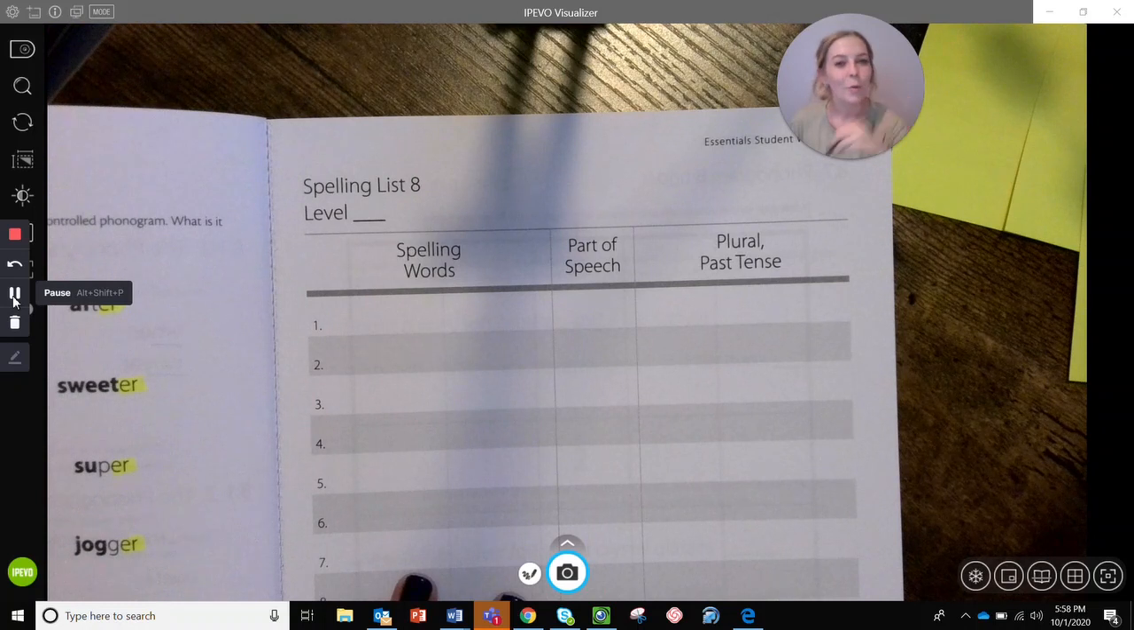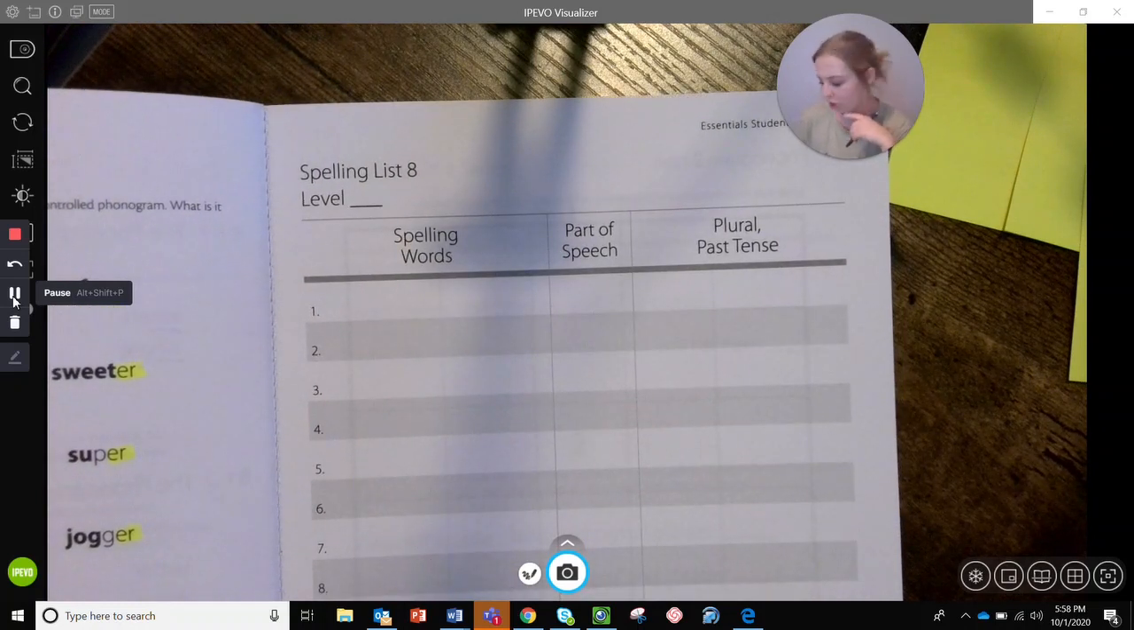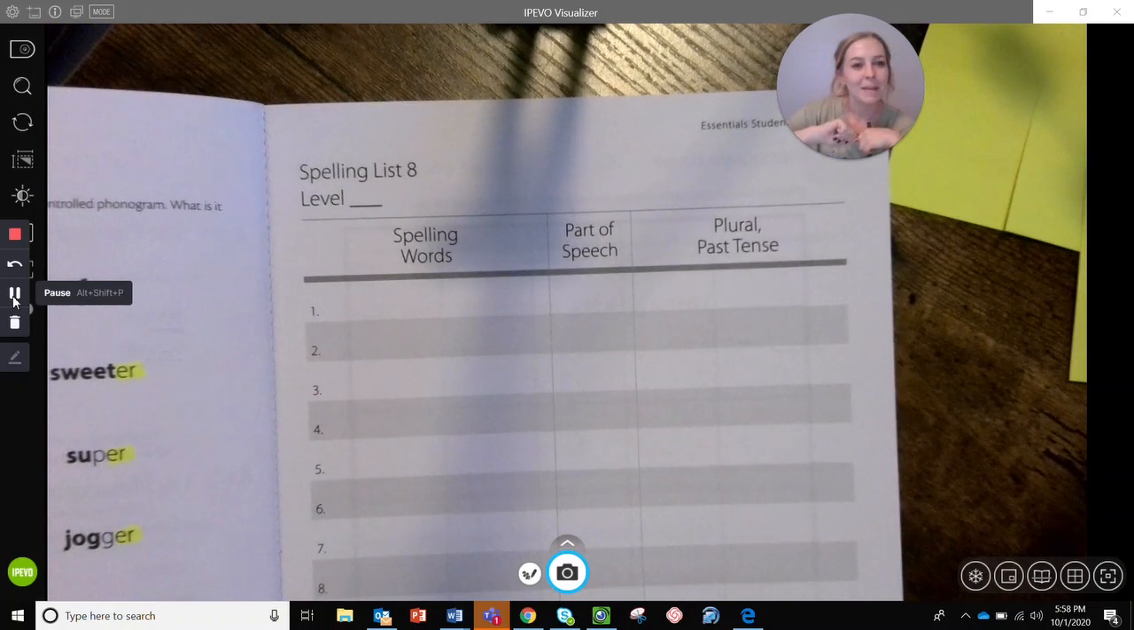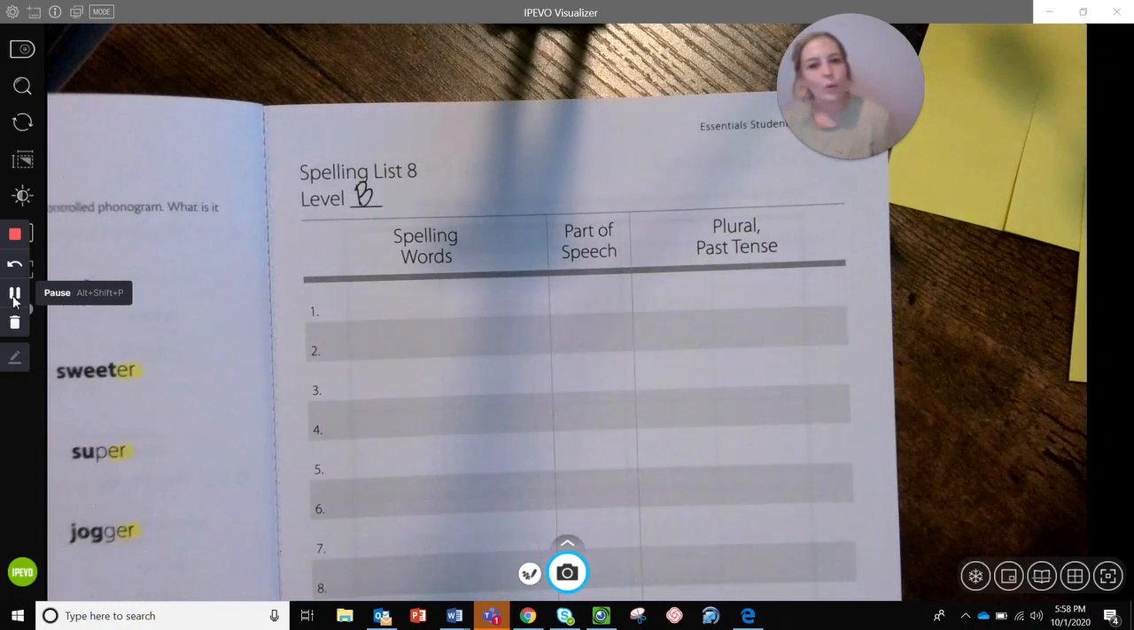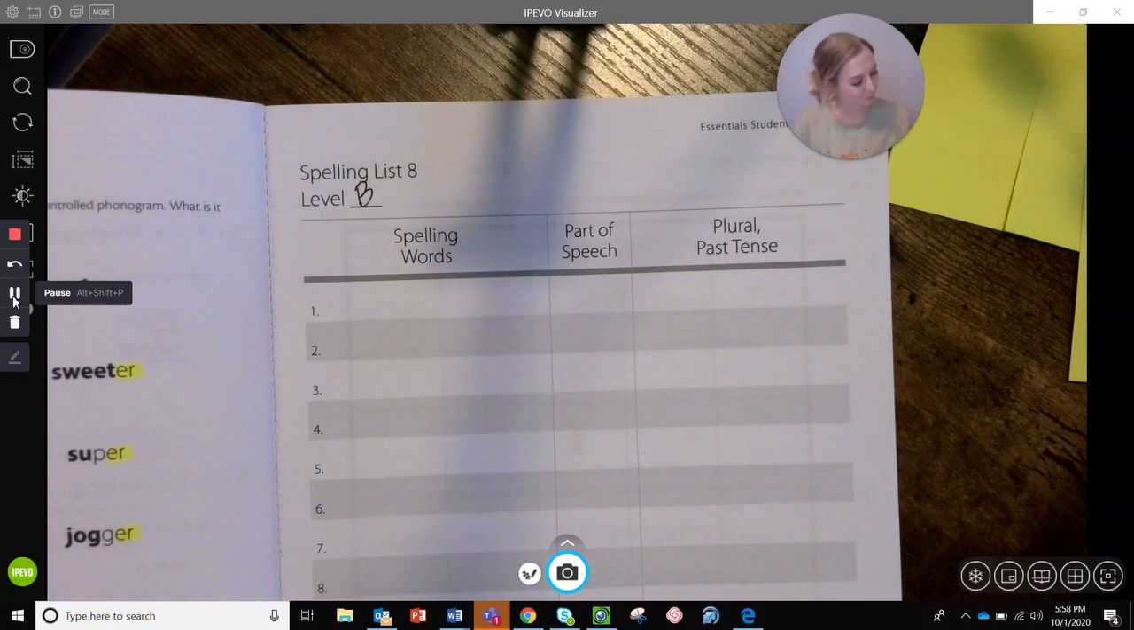Okay, in your workbook, please turn to page 5. Page 5 for spelling list 8. And we are on level B. Okay, first word is lightning. Lightning flashed across the sky. Lightning. How many syllables are in lightning?